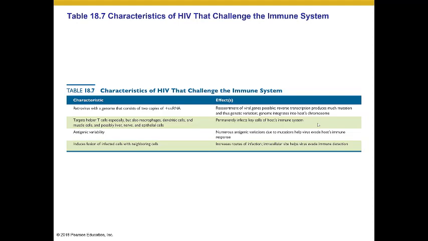Targets. So I mentioned earlier, I kept saying helper T cells. There are other immune cells that have that same CD4 receptor on their surface, and that's what HIV is attaching to. Helper T cells are a huge target, but other cells like macrophages, dendritic cells, muscle cells, maybe liver, nerve, and epithelial cells, some of these are not even immune system cells, they also have that same receptor as well. So there is possibility that HIV can target more than one cell. I would say more often than not, it's targeting a helper T cell.